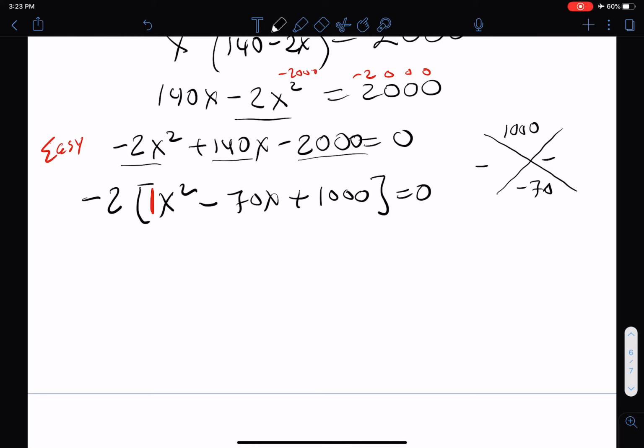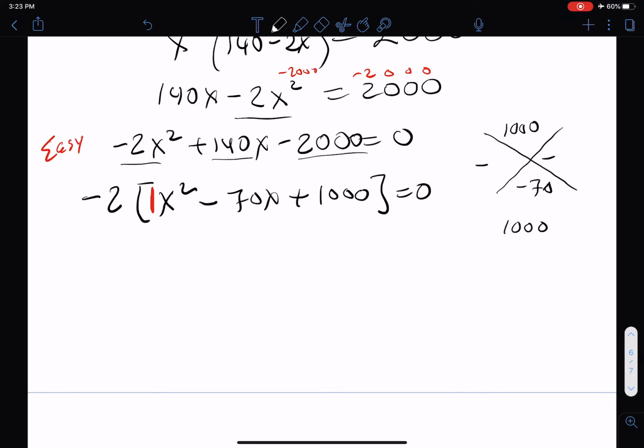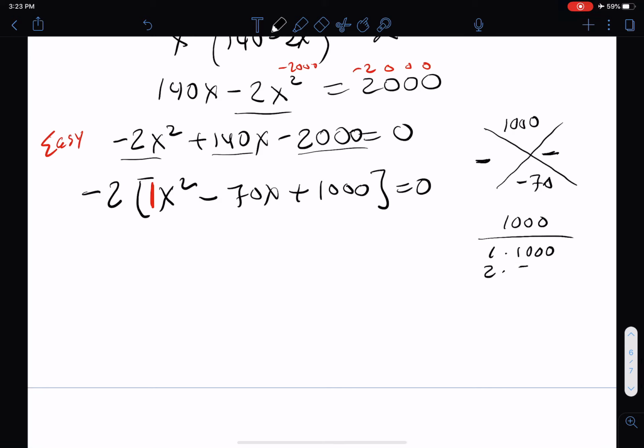So the downside of this one is that there are many factors that multiply to 1,000. And starting with 1 times 1,000 is going to make this list super long. Remember what's going on here. We have two negatives that are going to work together to add up to a negative 70. So you're going to have two numbers that add to 70. So 1 and 1,000 are really off base. There's no way you can add those to get to 70. So we need smaller factors. What you could do is say, well, I could say 2 times 500. Those are still really far away from adding to 70.